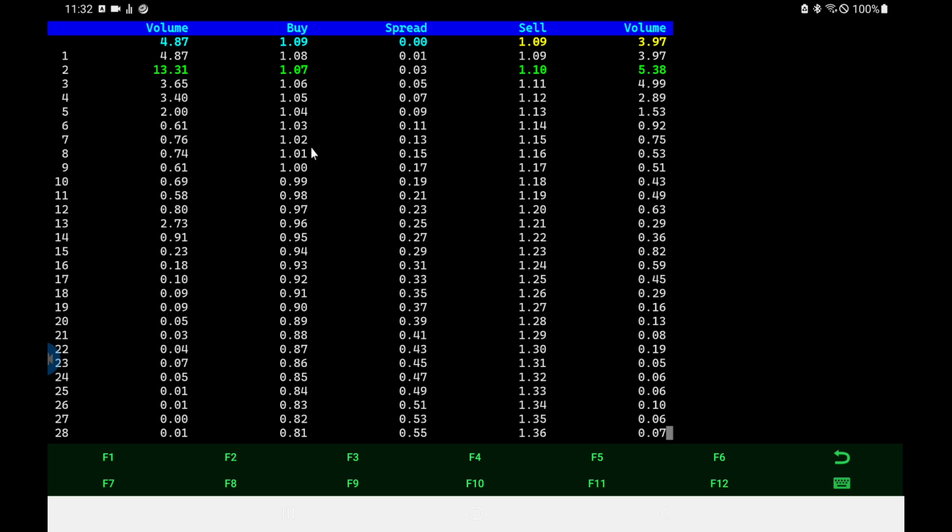As we move down the price table, we see that there is a huge amount of demand. In fact, 2.73% at 0.96. So we see within the order book that 2% of the order book is for below $1 of the Euro USD. Now this is manipulation.